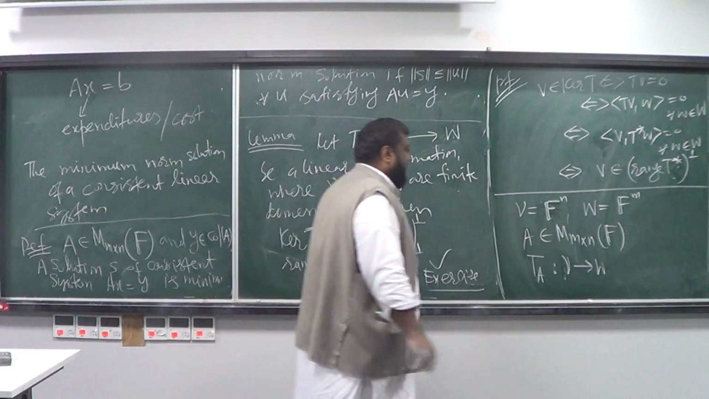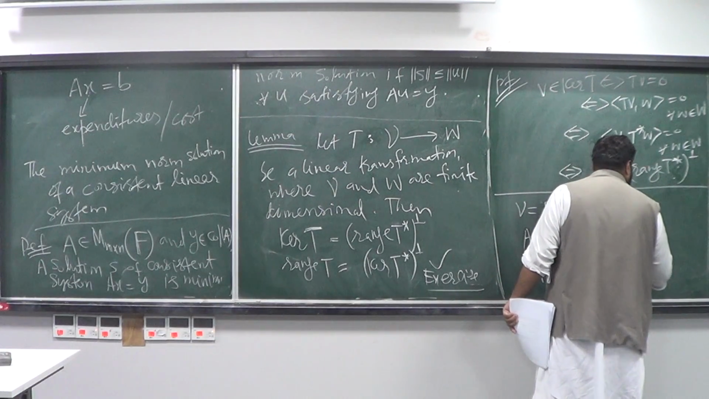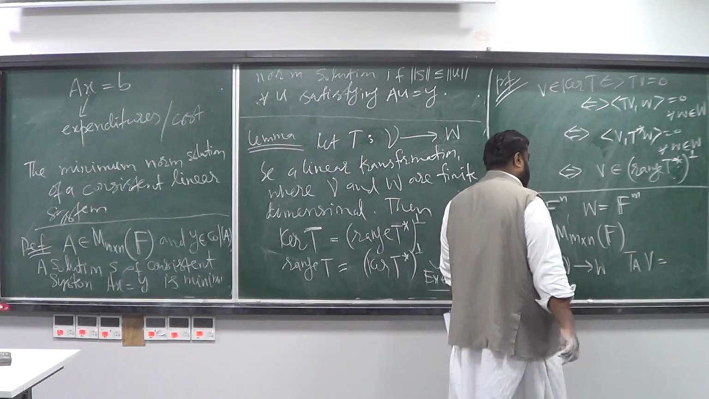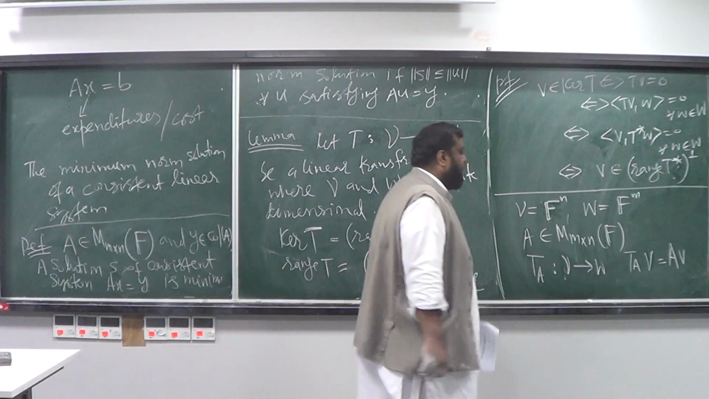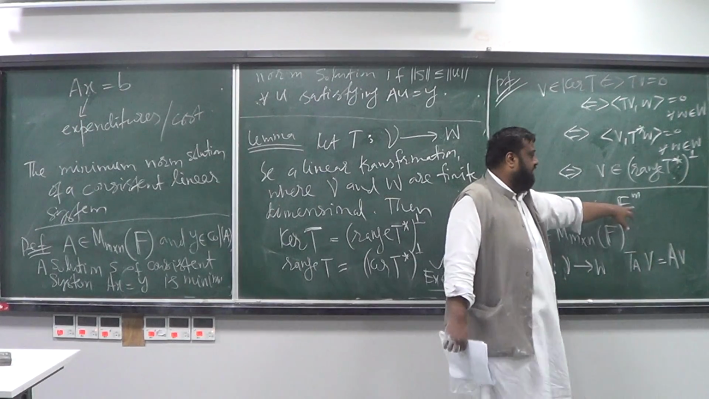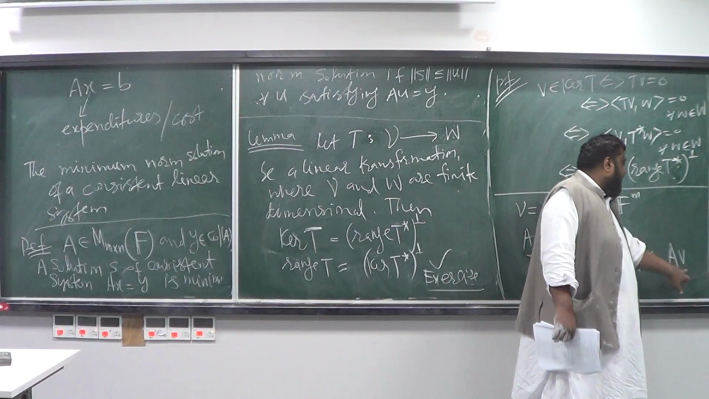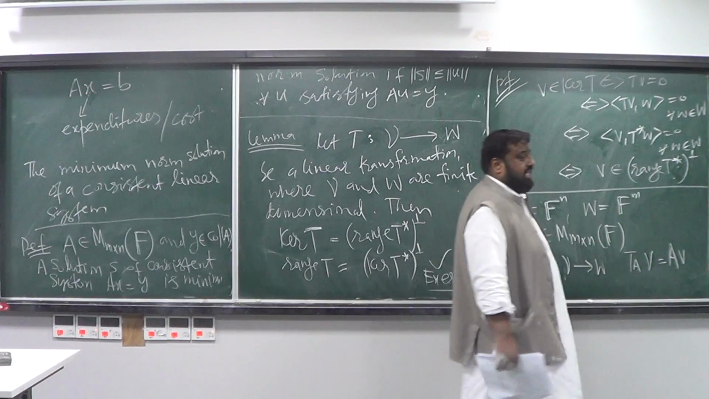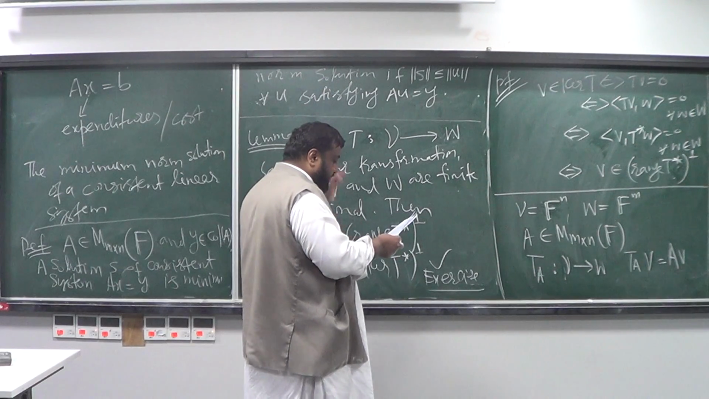In other words, T_A operated onto a vector v from V is equal to the matrix A multiplied with v. Where the matrix A multiplied by v is a vector in W, in other words, F^m actually. So if A is m by n and v is n by 1, this would be a matrix, and this would be a vector m by 1 actually. So T_A v is equal to A v.